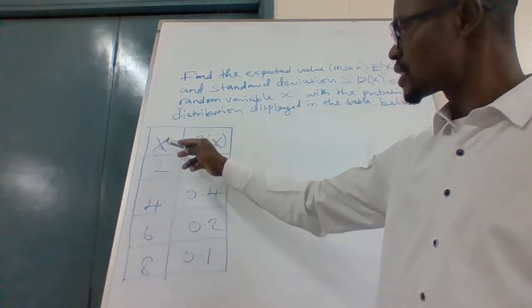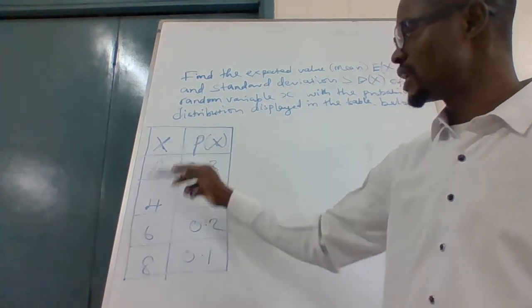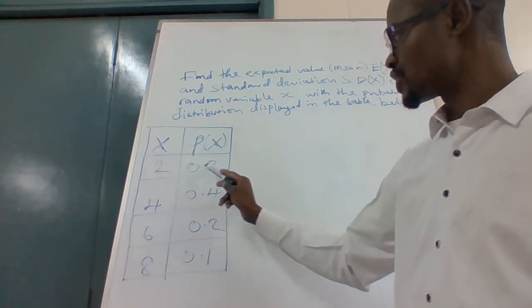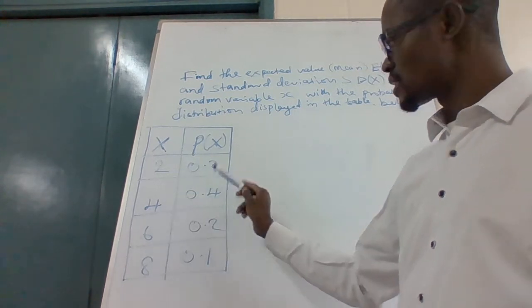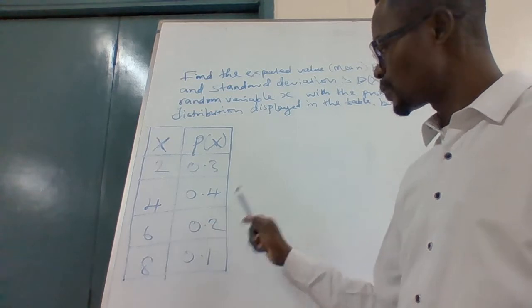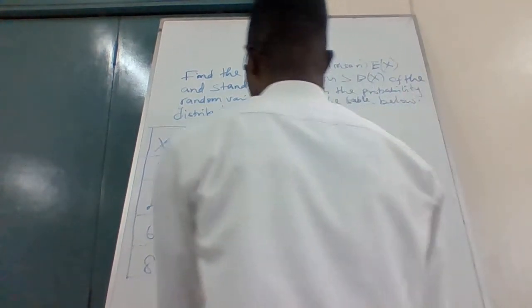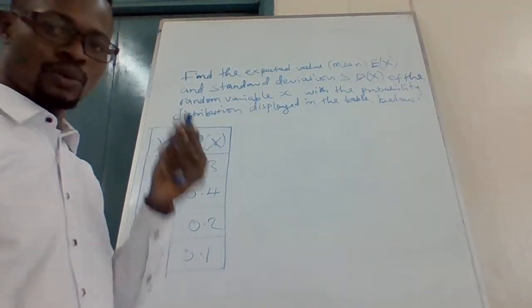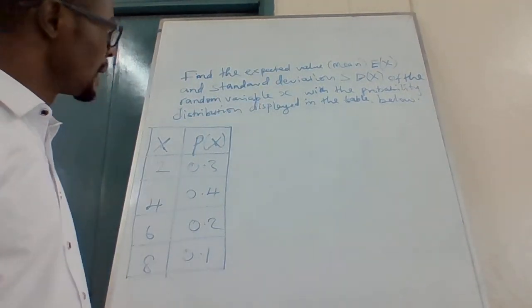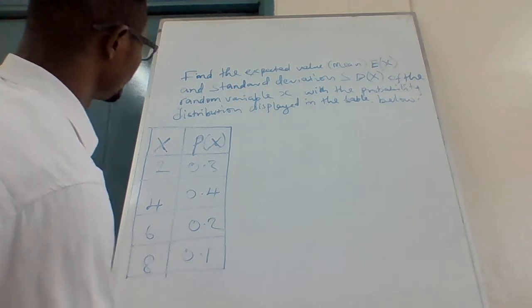And here is our probability distribution. When we have x, and this is the probability of x, when it is 2, it is 0.3, 4, it is 0.4, 6, it is 0.2, and 8, it is 0.1. So let us see what we are supposed to do.